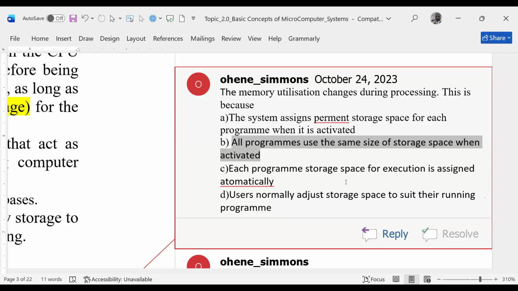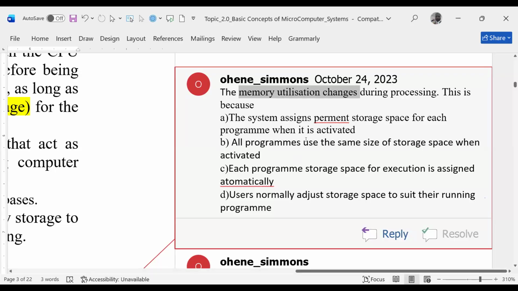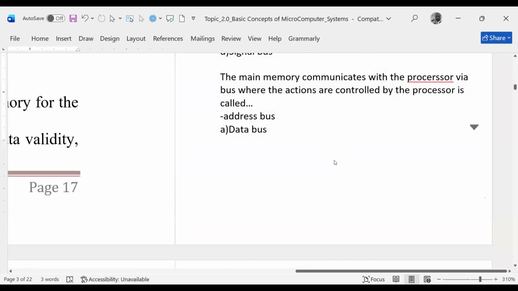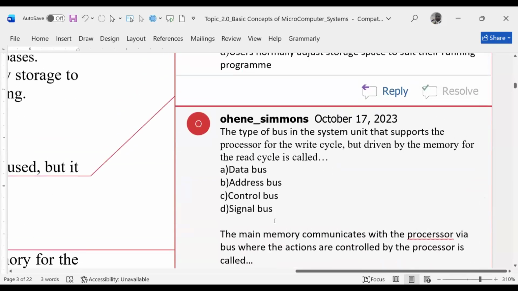Yes, we have highlighted it there. When you switch on, it does it automatically. You cannot assign space to your machine, saying use this space for this program, this space for that program. It does it automatically. Do we all agree it's C? Yes, sir. So memory utilization is automatic. Put in mind that you will see some of this in your objective questions. Good.